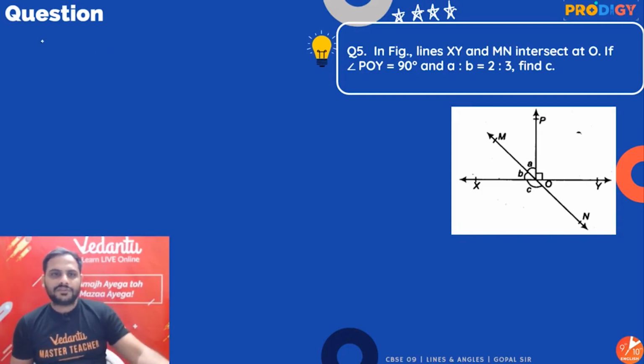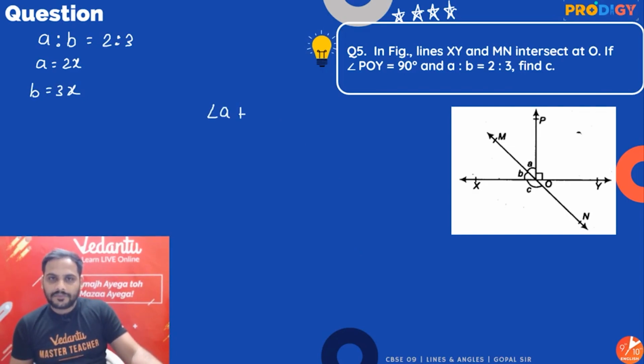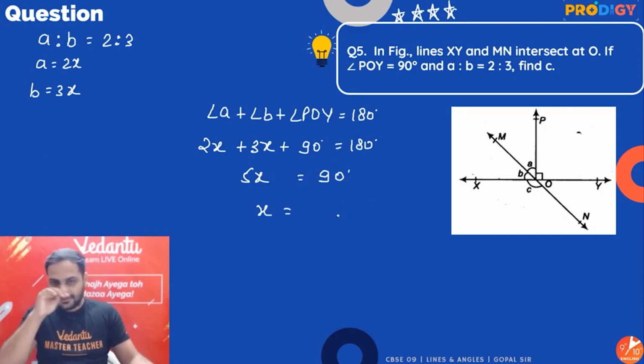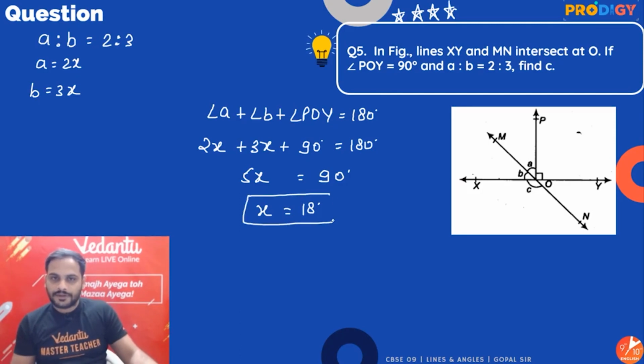Okay, so since I know A is to B is 2 is to 3, I can take A as, let's say, 2x and B as 3x. Now I can say angle A plus angle B plus angle POY is 180 degrees. So write A as 2x, B as 3x, and POY as 90 degrees, equal to 180. So 5x, A plus B, is 180 minus 90, A plus B is 90 degrees. So x is equal to 90 upon 5, which means x is equal to 18 degrees.